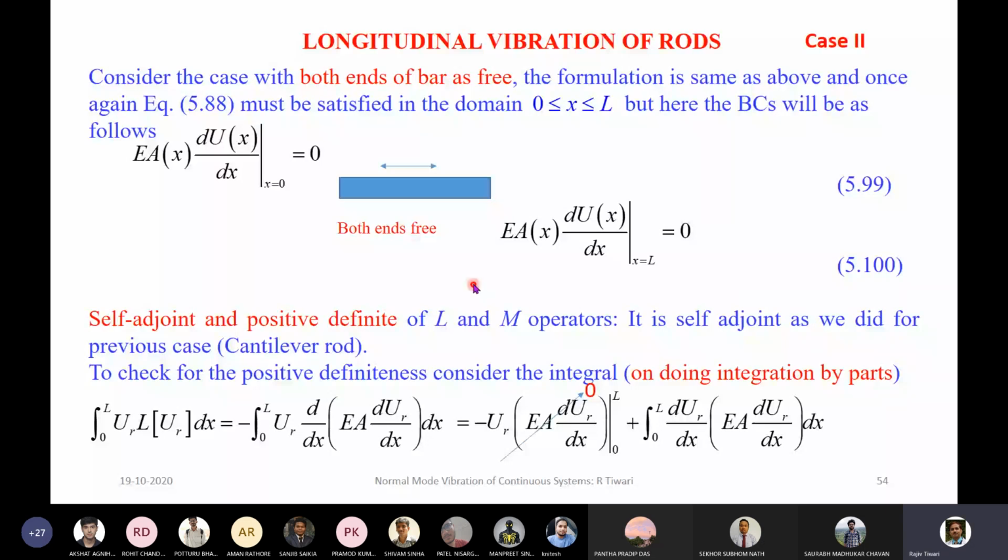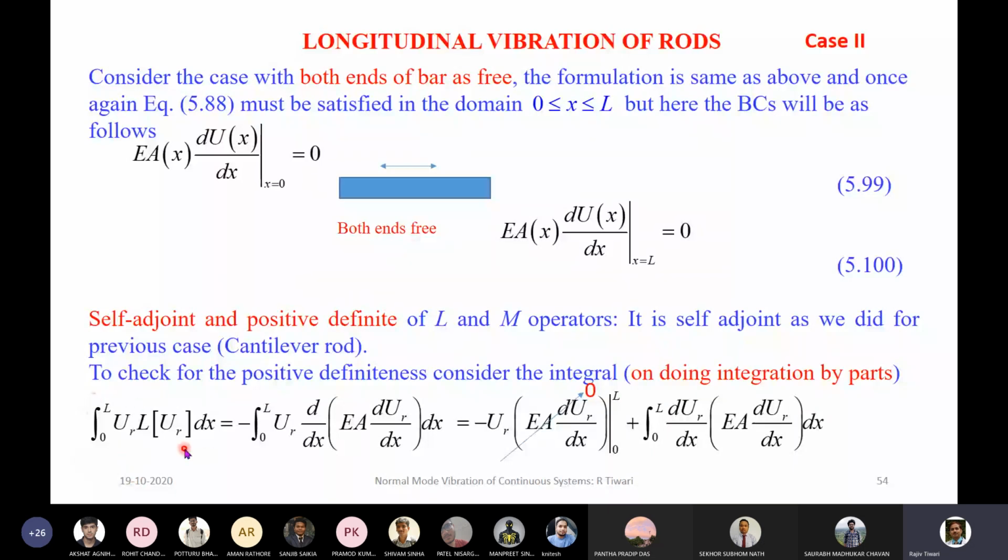So both the boundary conditions are the same, that there is no axial force at both ends, but displacements are not zero at both ends. Now the property, the self-adjointness and the positive definite operator, we can check as we did for the cantilever case. Here also they will be the same. They will be self-adjoint and positive definite. So for self-adjointness it will be the same. For positive definiteness, we are checking here.